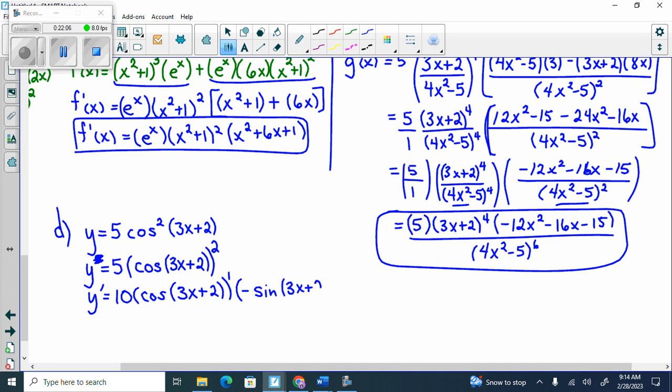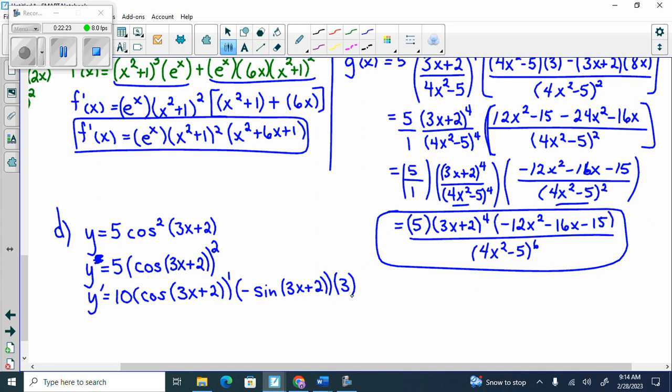Now keep in mind, whenever you have a trig that doesn't just have an x inside it, it's a chain rule. Because we're going to do the derivative of the outside, make it sine, and now what do I still have to do? The derivative of the inside, so I get a 3.